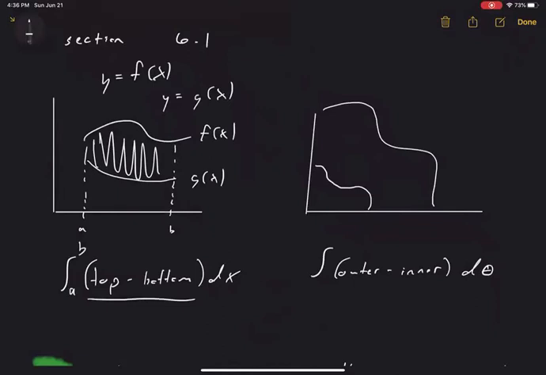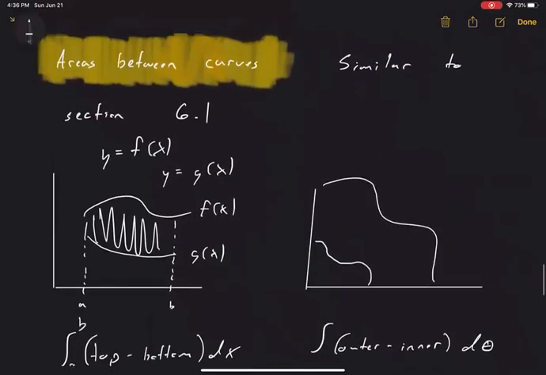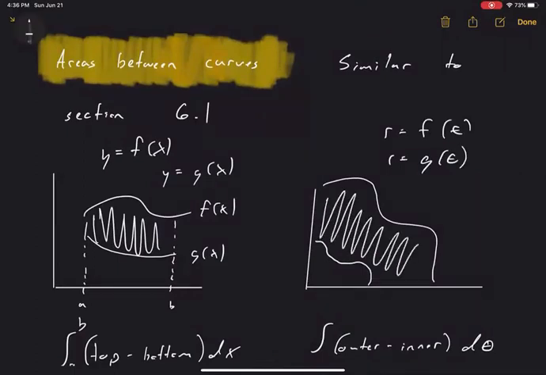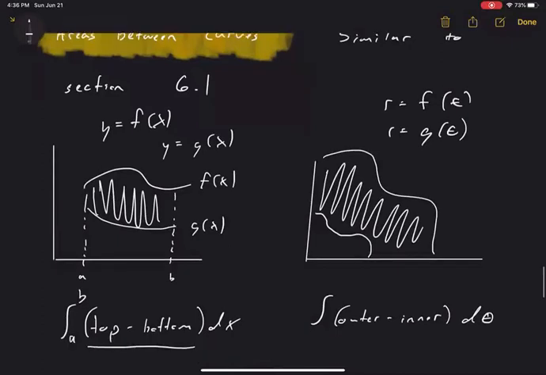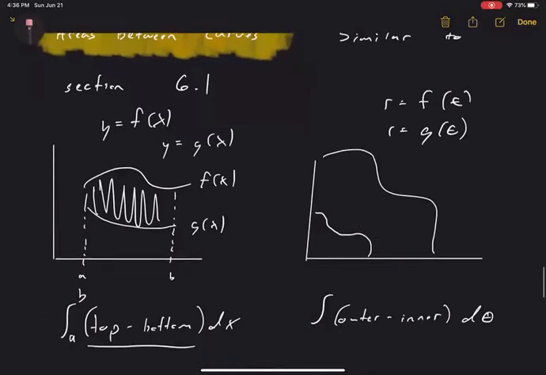What about if I have r equals f of theta and r equals g of theta? What if I have two polar curves? How do I find the area between those polar curves? Well, the principle is the same, okay? It's the area of the outer curve minus the area of the inner curve, okay?